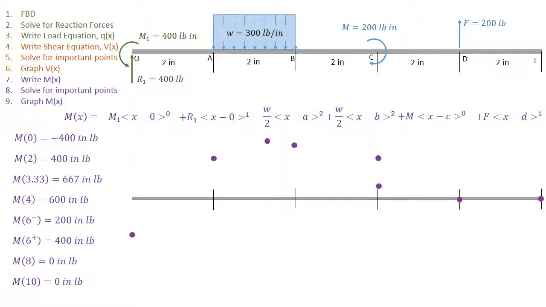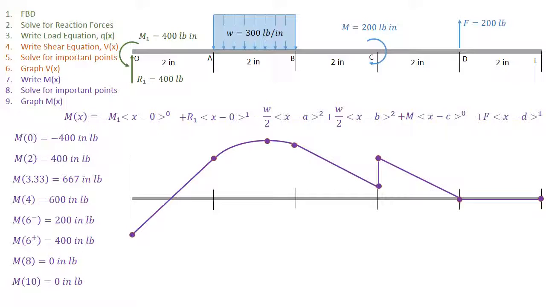Looking at the graph as we go along, we recognize that the contribution will be linear in the first section, parabolic in the second section, linear in the third, a step caused by the concentrated moment, continuing at the same slope. Notice the slope here is equal to the slope here, and finally nothing occurring at this free end is free indeed. Now I have my full moment diagram.